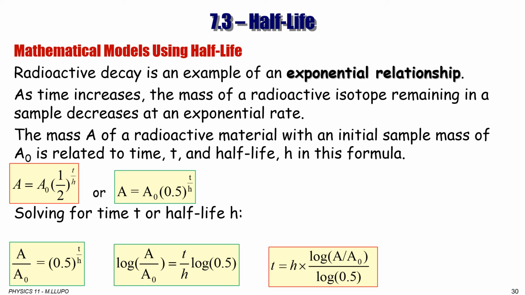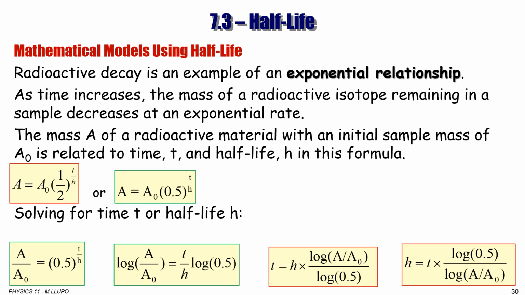And I want to warn you that it is the logarithm of A over A0 first, and then you divide it by the logarithm of 0.5, not just A divided by A0 divided by 0.5. So make sure you don't make that mistake. So the log of A divided by A0, and you calculate it, divided by the log of 0.5. And if you solve for h, you're going to get a similar one: h is t times the log of 0.5, divided by the log of A divided by A0.